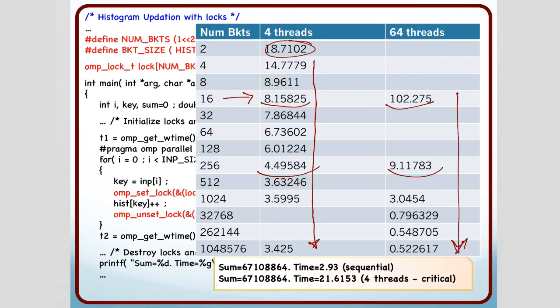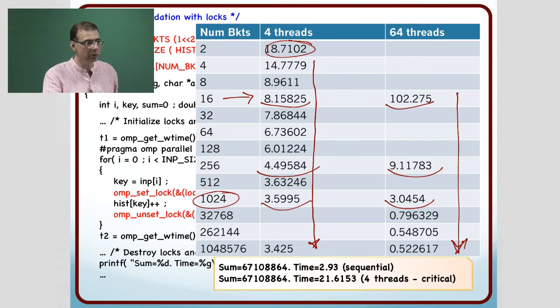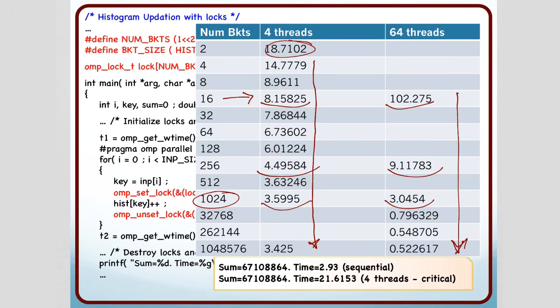When you see for 256 buckets, this gap is becoming closer, and when you look at 1024 buckets, then 64 threads has already started to do better. Now because the number of buckets is so large, even 64 threads are able to work in parallel. So the amount of parallelism that we are getting with 64 threads is substantial. And eventually when you reach this large number here, 64 threads is doing considerably better than 4 threads. So this is just to give you an idea about how contention scales with increasing number of threads.